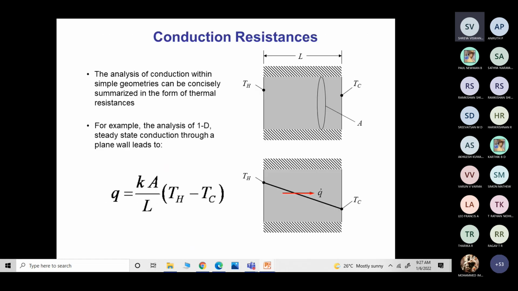Now the second important property is the resistance. We know that Q equals KA by L into Th minus Tc, where Th is the higher or hotter side temperature, and Tc is the cold temperature.